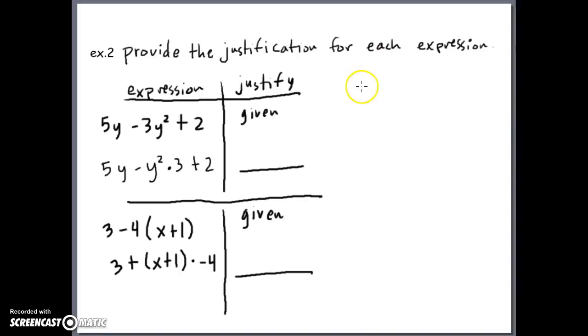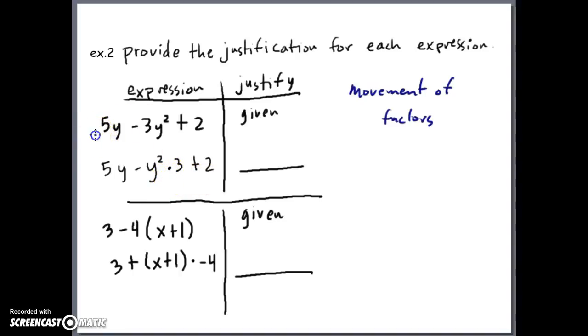So we're providing the justification for each expression, and remember, we're focusing on movement of factors. Movement of factors, changing the order that the factors come in. So here we have 5y minus 3y squared plus 2, and the expression that we've rewritten is 5y minus y squared times 3 plus 2.